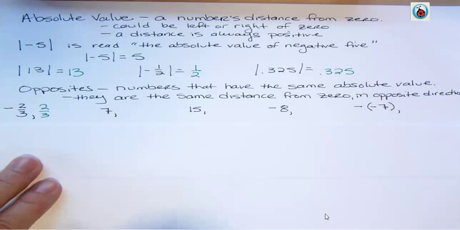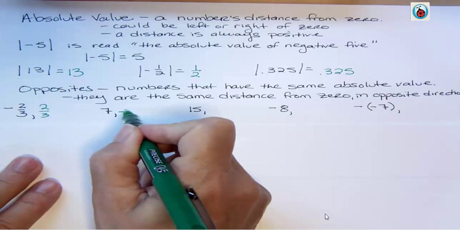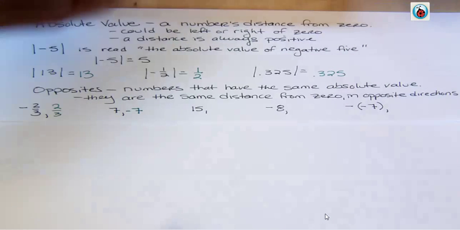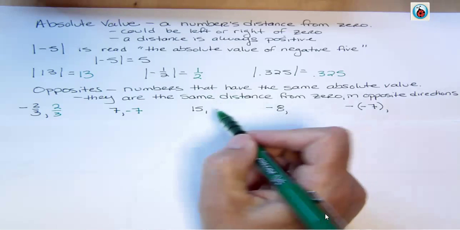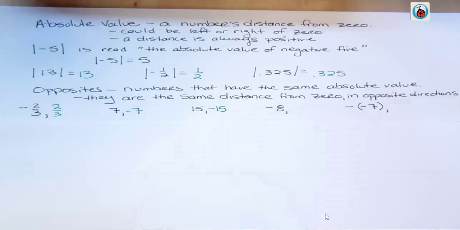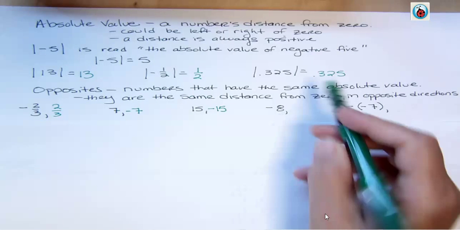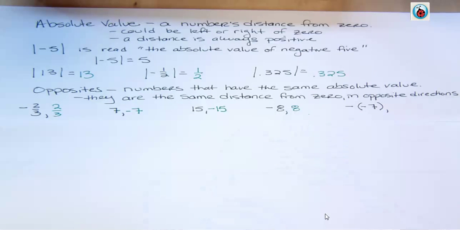What's the opposite of positive 7? It's negative 7. Remember, we don't put a positive sign in front of positive numbers. We just assume that it is positive. What's the opposite of positive 15? That would be negative 15. What's the opposite of negative 8? The opposite of negative 8 would be 8, because 8 and negative 8 are both 8 units away from 0, but in opposite directions.